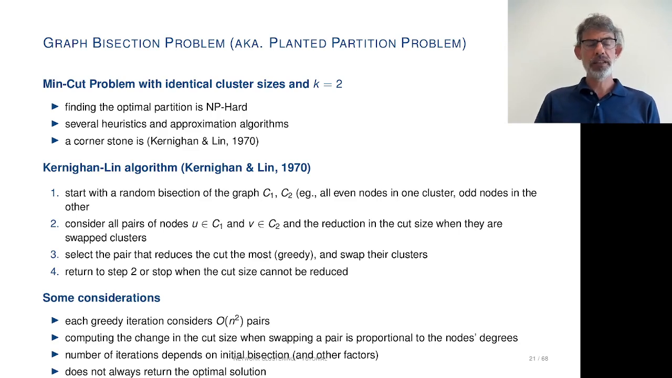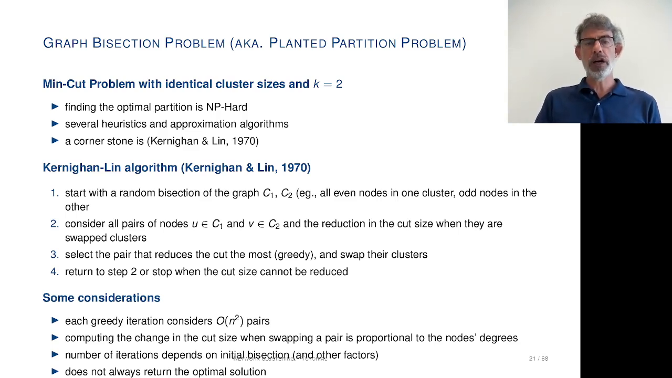So here's how the algorithm works. You start with a random bisection of the graph, C1 and C2. For example, you place all even nodes in one cluster and all odd nodes in another cluster. Then you consider all pairs of nodes, one node U in C1 and a node V in C2, and you consider the reduction in the cut size when you swap their clusters. So you do that for all pairs.